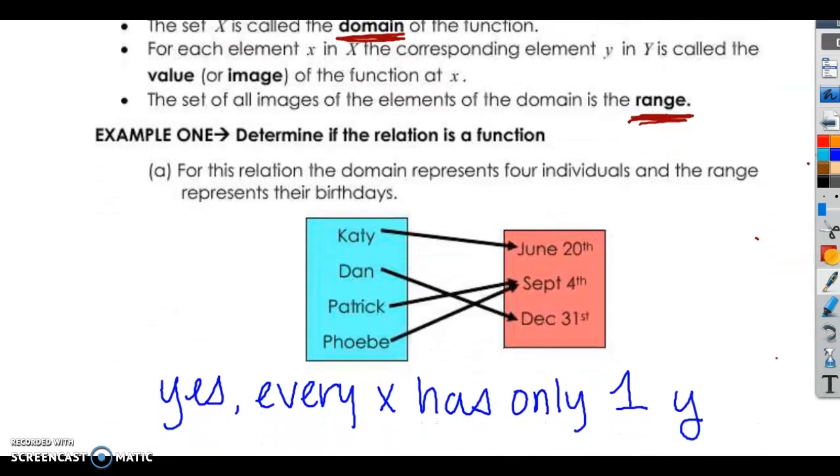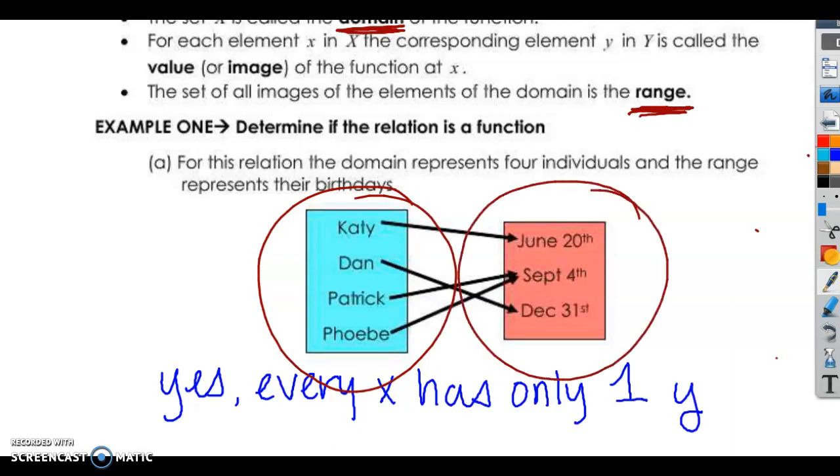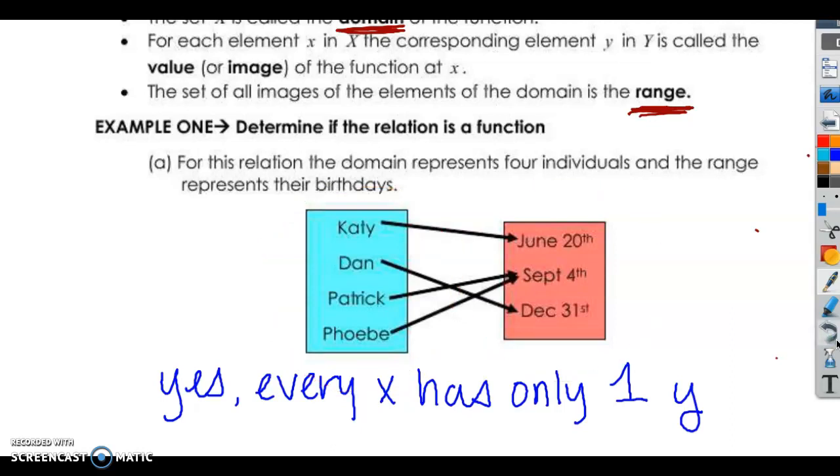So let's take a look at this example one. For this relation, the domain represents four individuals. Here's your domain. And the range represents their birthdays. Okay? So, determine if the relation is a function.